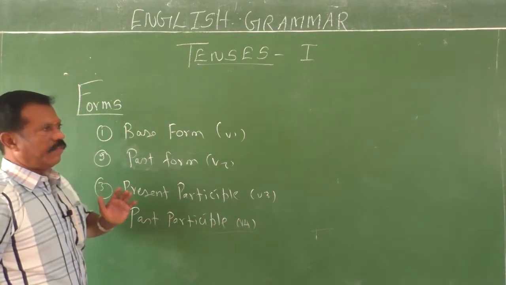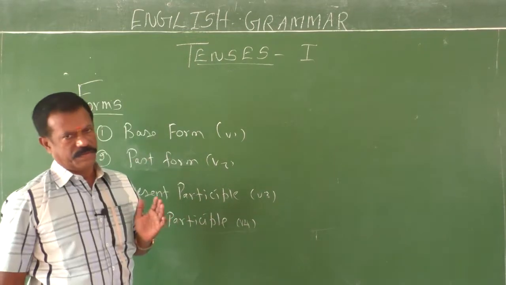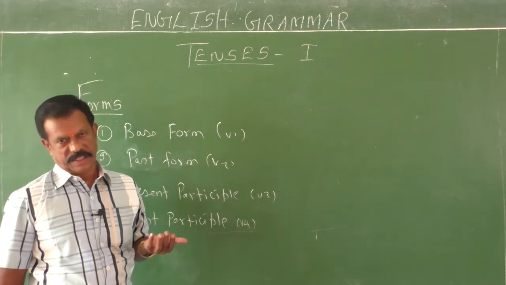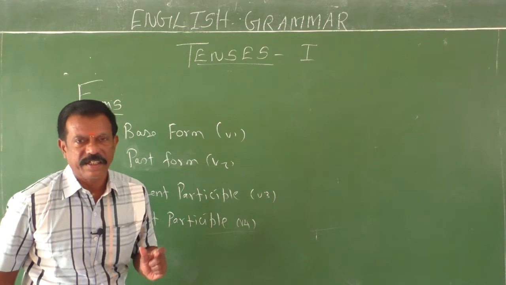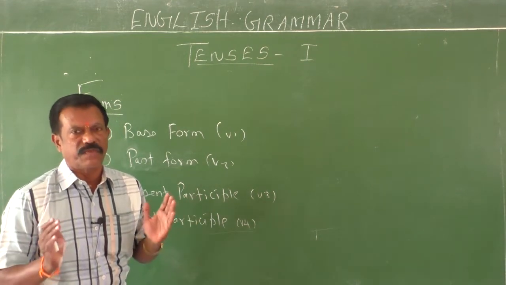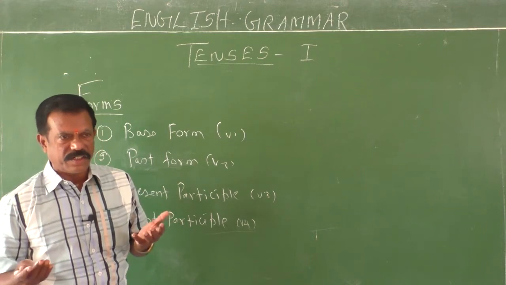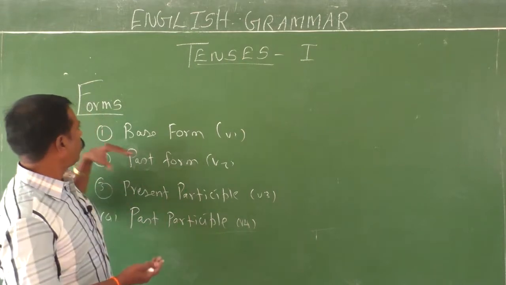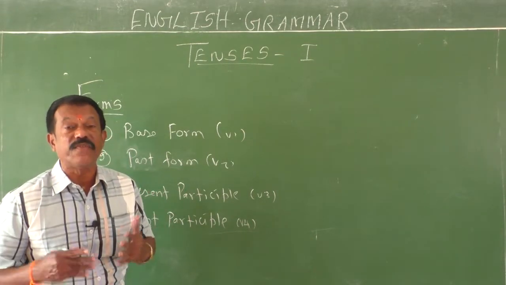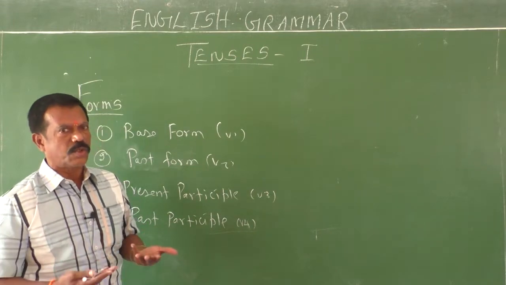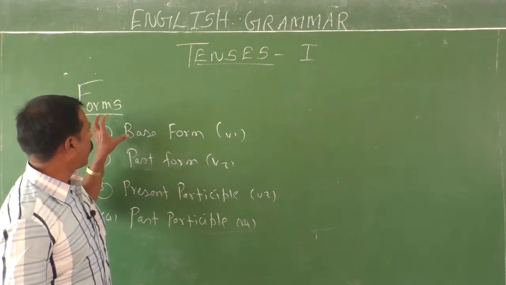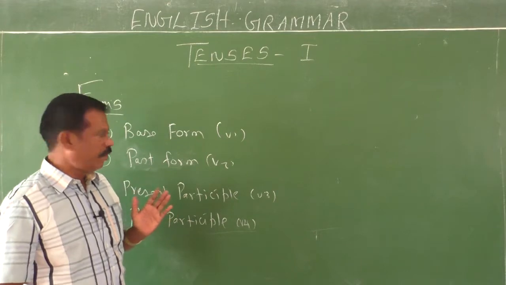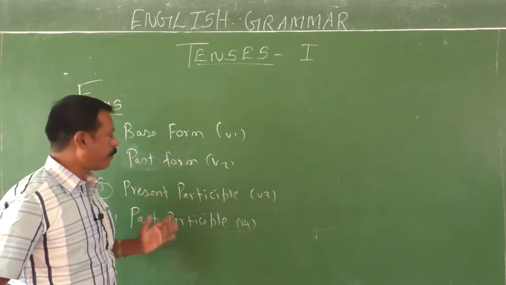Okay. So every verb has these 4 forms. These 4 forms help us to show the time of action. That is called inflection. Inflection is a form of generation of words. Inflection is nothing but affixing the suffixes to the root word. So the verbs take different forms, and they help us to show the time of action. Every verb has these 4 forms: base form V1, past form V2, present participle V3 and past participle.